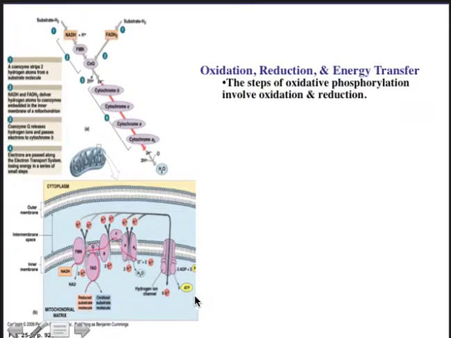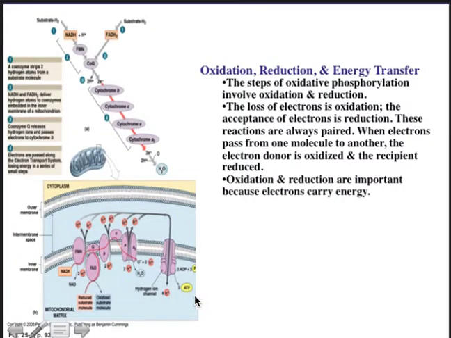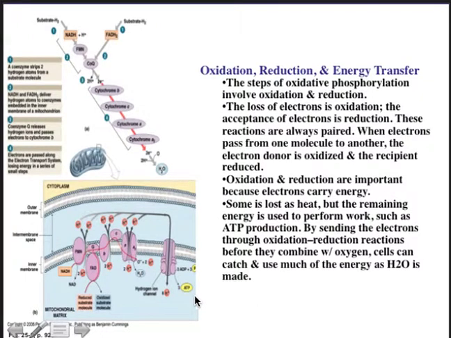The steps of oxidative phosphorylation involve oxidation and reduction. The loss of electrons is oxidation. The reactions are always paired. When electrons pass from one molecule to another, the electron donor is oxidized and the electron acceptor is reduced. Oxidation and reduction are important because electrons carry energy as a result of their physical location.